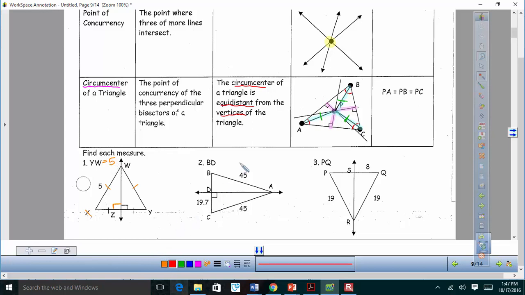Okay, and number 2, it shows me that the distance from this point to the endpoint and this point to the endpoint, these are the same, and this line is perpendicular. So does that make it a perpendicular bisector? Yes, and so what does that mean about BD and DC then? They're equal. So what is the distance from B to D? 19.7.